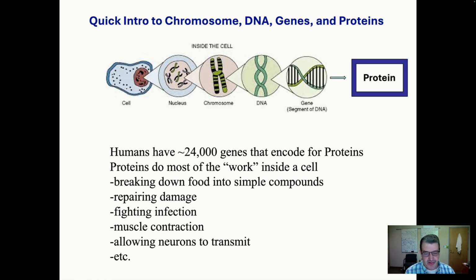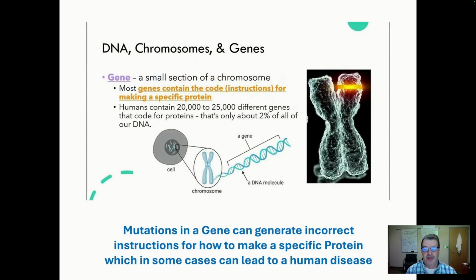Proteins are what do most of the work inside our cells. They're the engines, if you will. They break down food into simple compounds and repair damage when it occurs. They're involved in fighting infection when we get sick, muscle contraction, and our heartbeat. They allow our neurons to transmit messages. So they're really doing all the work, these 24,000 proteins that humans have. When we talk about a gene, we're talking about a small section on a chromosome that encodes the instructions for making a specific protein.